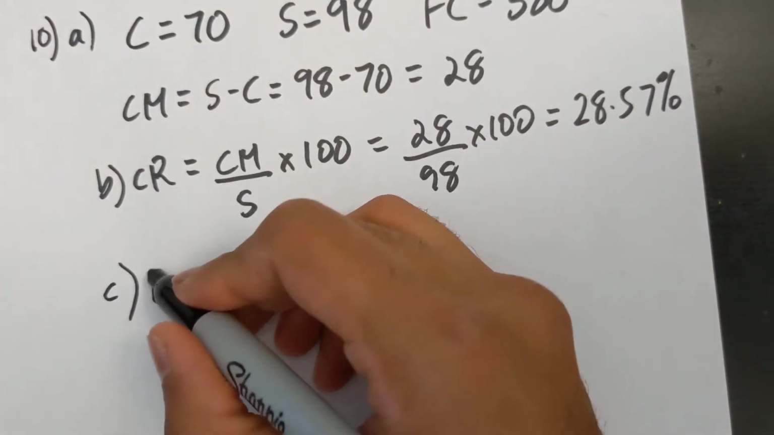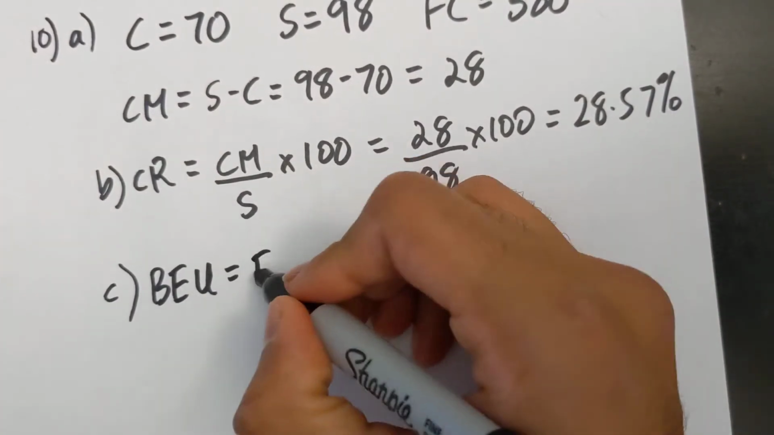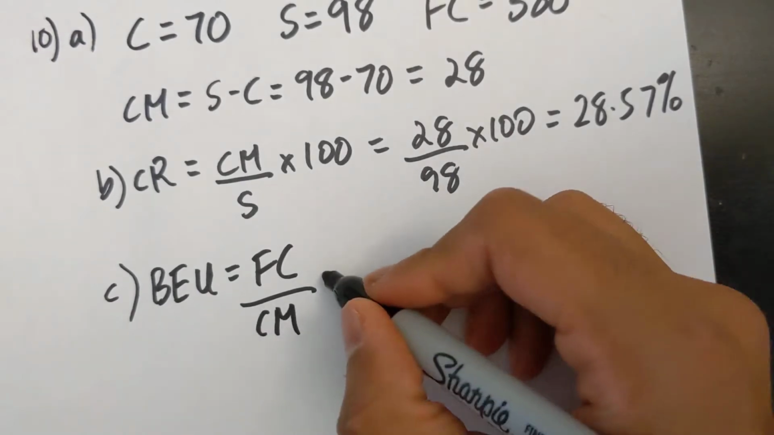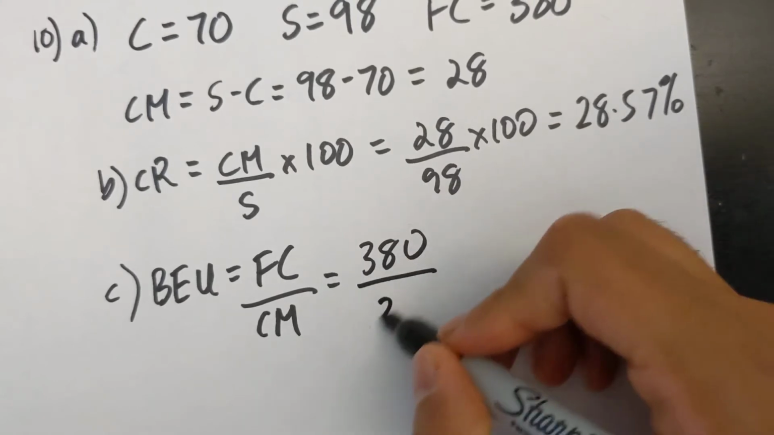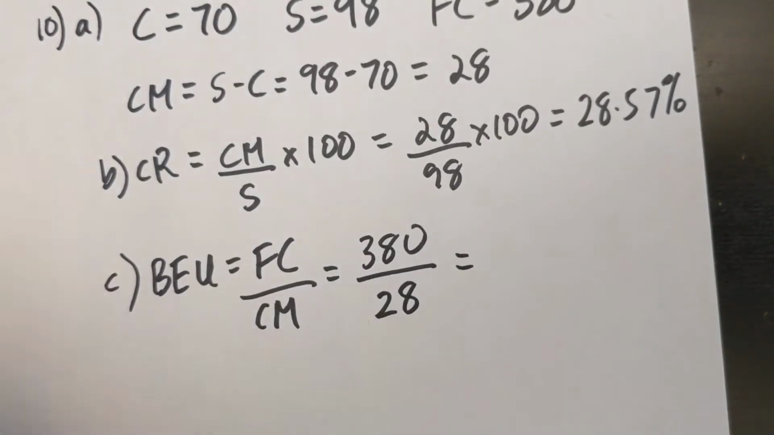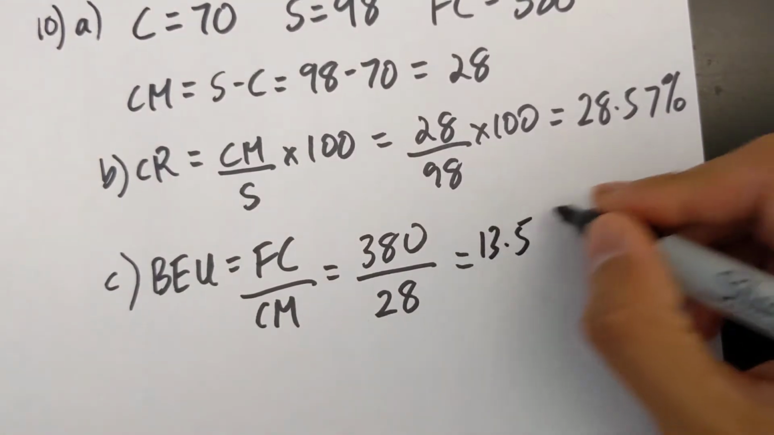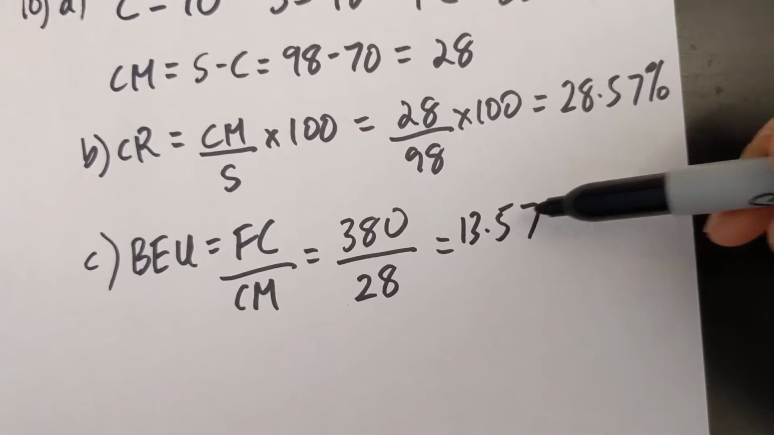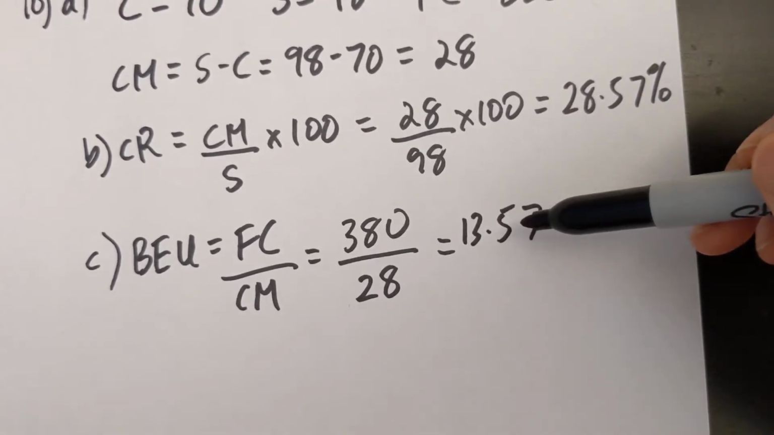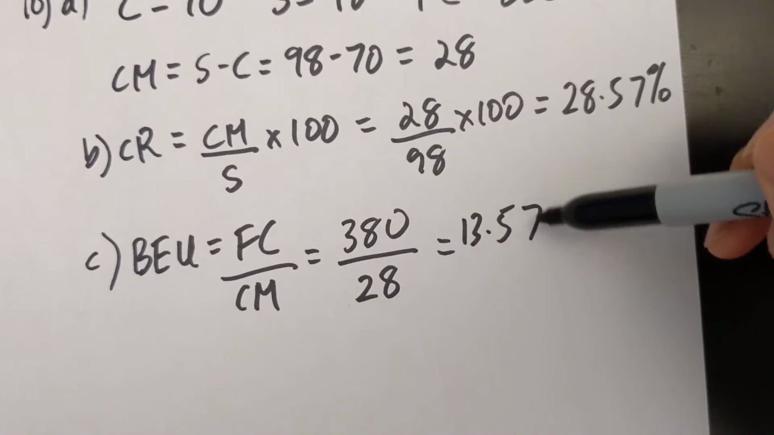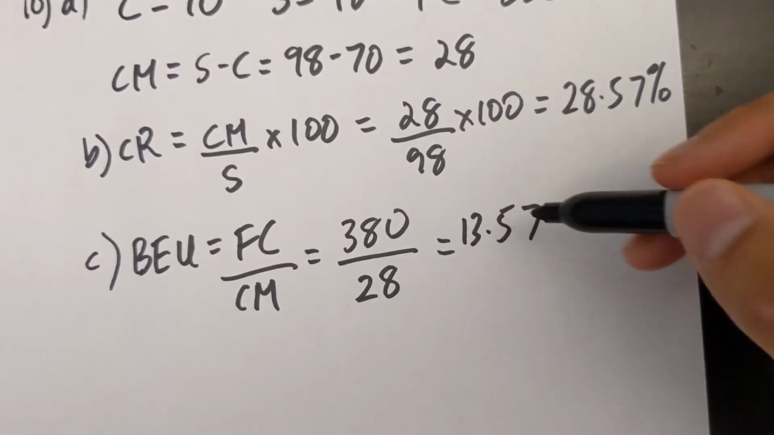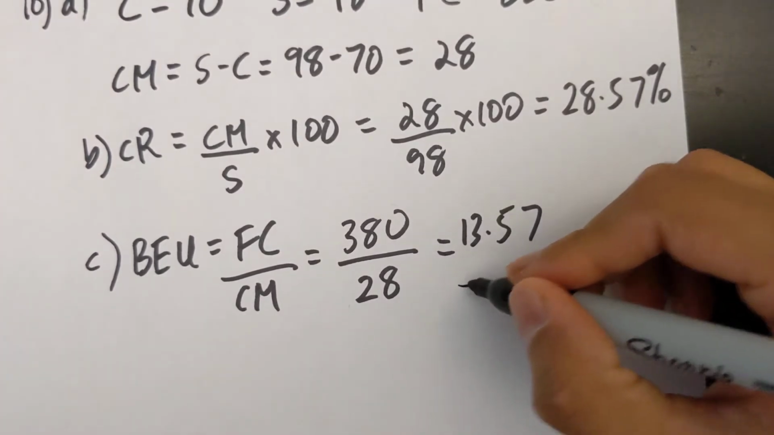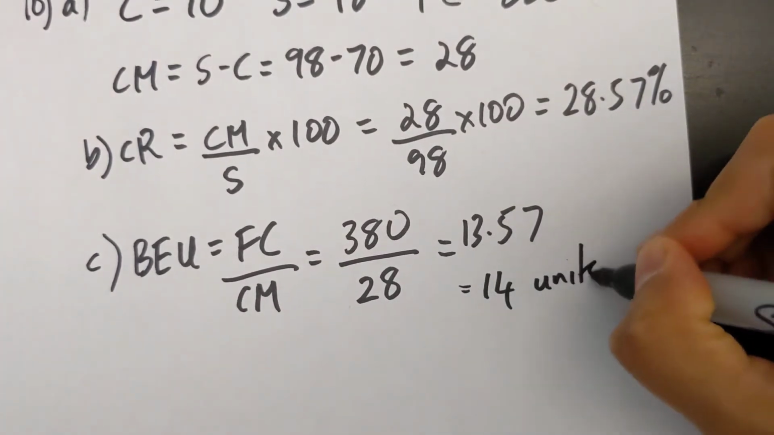C part, find the break-even units. So break-even units is just fixed cost over contribution margin, which is 380 over 28. And if I do that calculation, I get 13.57. Now it's impossible for me to sell 13.57 accessories. So whatever number you get here, if it's a decimal, you always have to round your break-even units up. So if I round this up, it's going to be 14 units to break even.